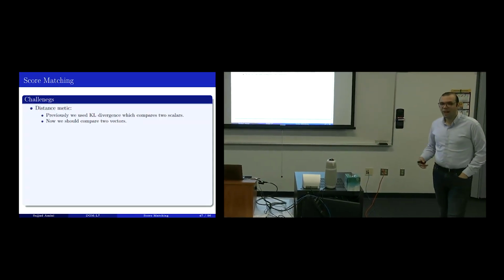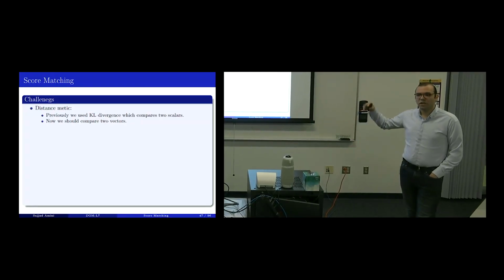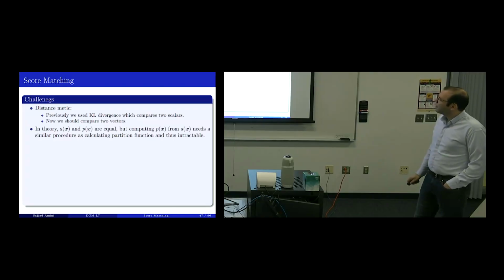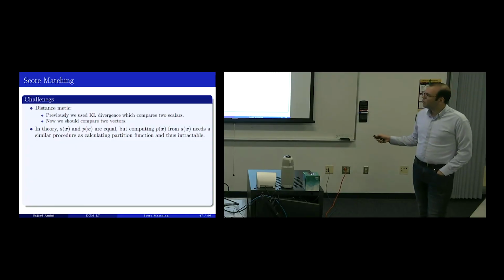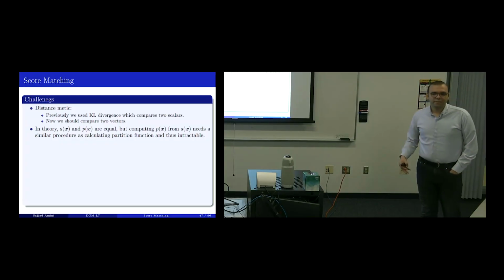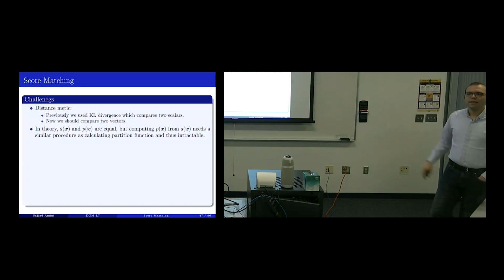And what is the dimension? Assume that you are training on ImageNet. The dimension is very large, 2024 times 2024 times 3, for example. The next one: in theory, S of x and P of x are equal, but computing P of x from S of x needs a similar procedure as calculating the partition function. So you usually cannot recover the PDF using the score function. You just fit the score, and you know that it is equivalent to the data PDF.